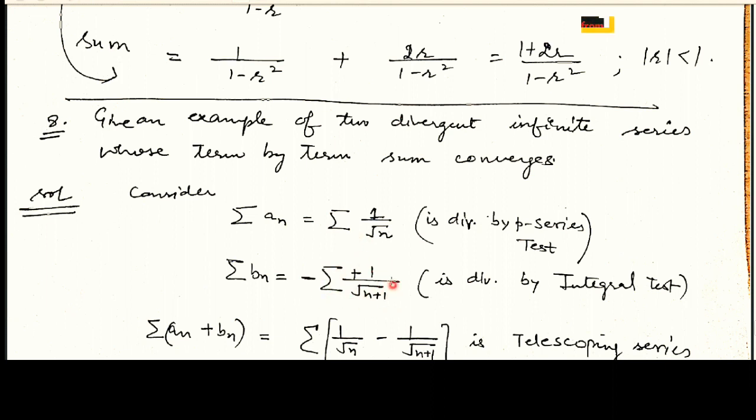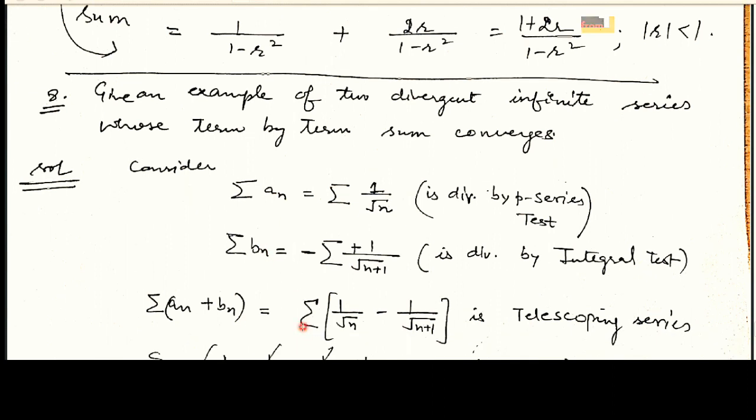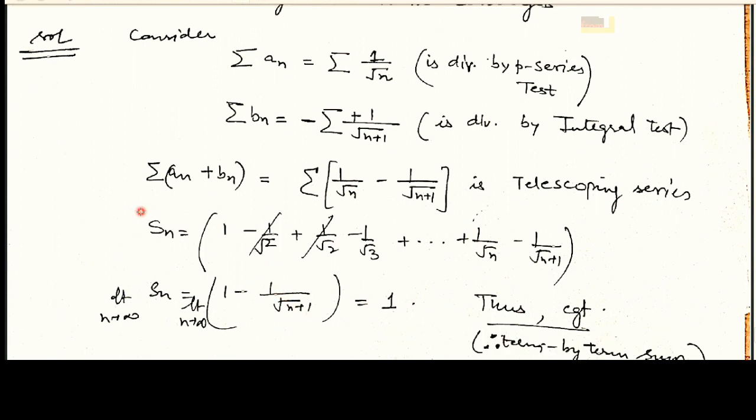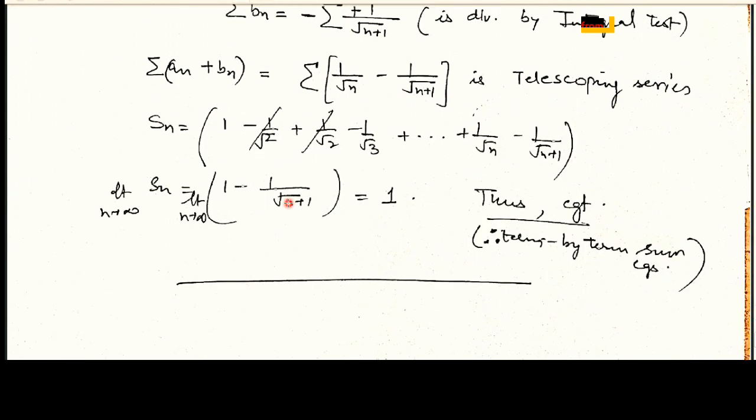You can apply the integral test over this. Since it is divergent, when you multiply with a constant, the constant multiple of a divergent series is again divergent, so the Bn series is divergent. But when you add term by term the series An and Bn, this becomes a telescoping series. When you find the sequence of partial sums and take the limit, the limit is finite and unique, so the given series is convergent. So the sum of two divergent series need not be divergent; it may be convergent. This is an example of that. With this, the Tute sheet 1 solution is completed.